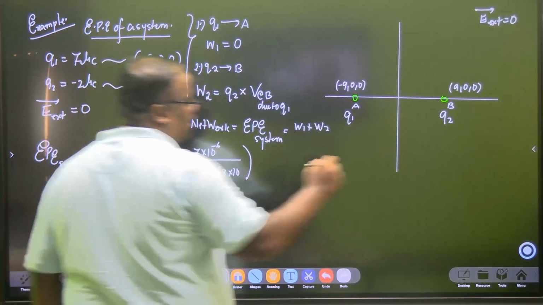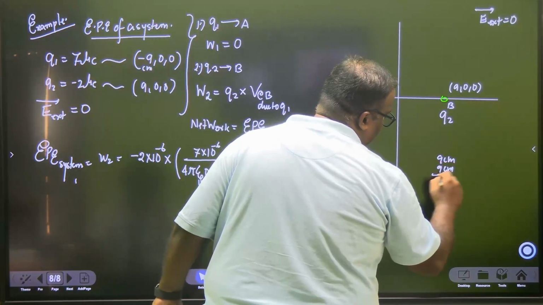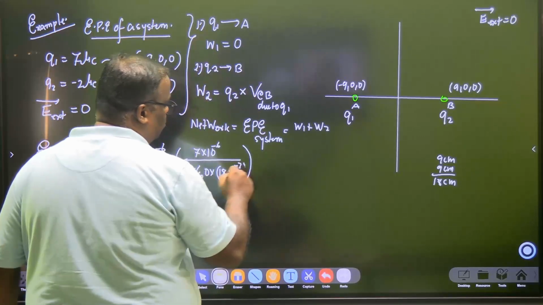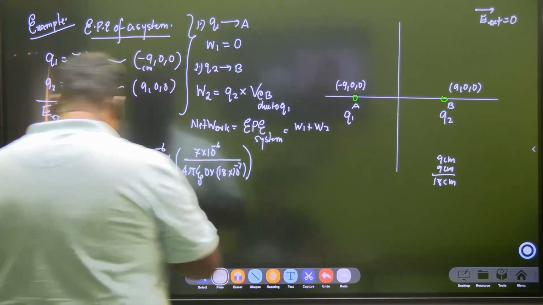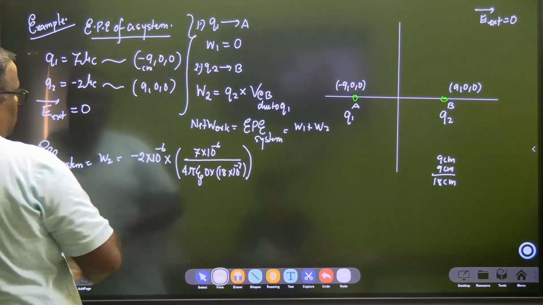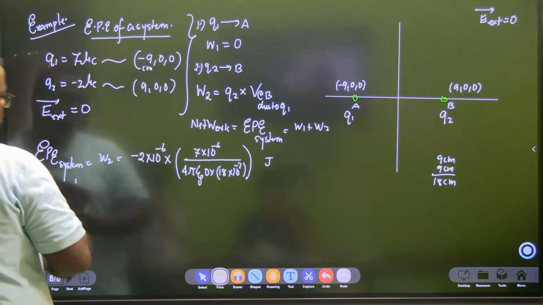So it's 9 cm added with 9 cm, 18 cm. 18 into 10 to the power minus 2, right? So it will be in meters. Okay? So you can calculate this. So many joules. Do you want me to calculate to make your life easy?